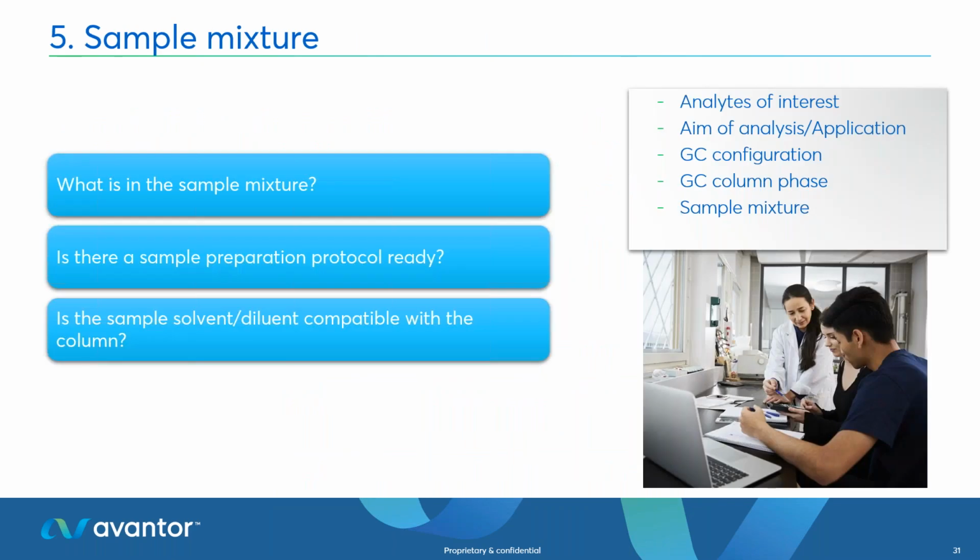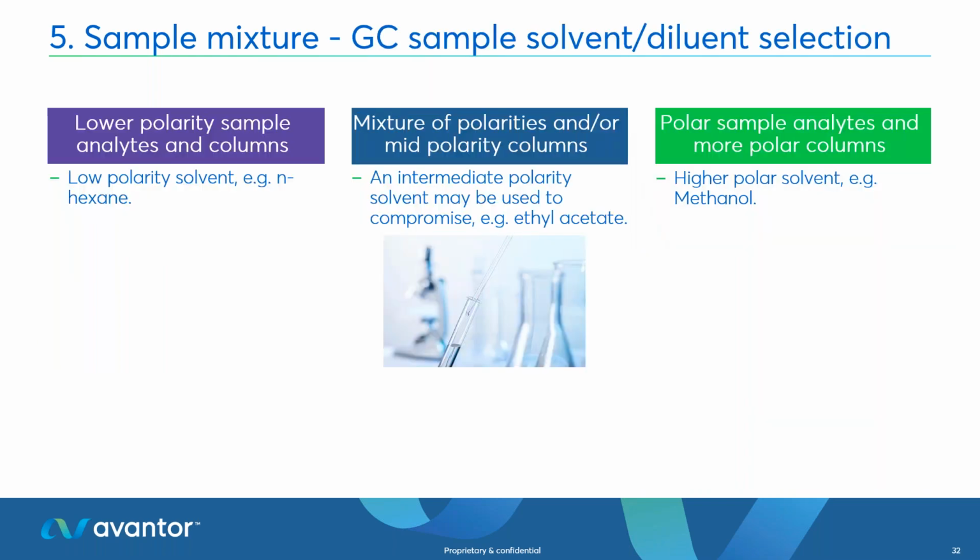Sample mixture. Ensuring that there's a decent sample prep protocol that works for your analysis is really essential. Understanding what's actually in your mixture, even if it's unknowns, just understanding some of the compound groups that are going to be in there, and then the type of diluent that you want to use. Again, we're not going to go too much into sample prep or sample introduction methods today, but just a quick mention that for lower polarity samples and columns, you do want to try and work with lower polarity solvents if you can. And the same for polar analytes and polar columns.